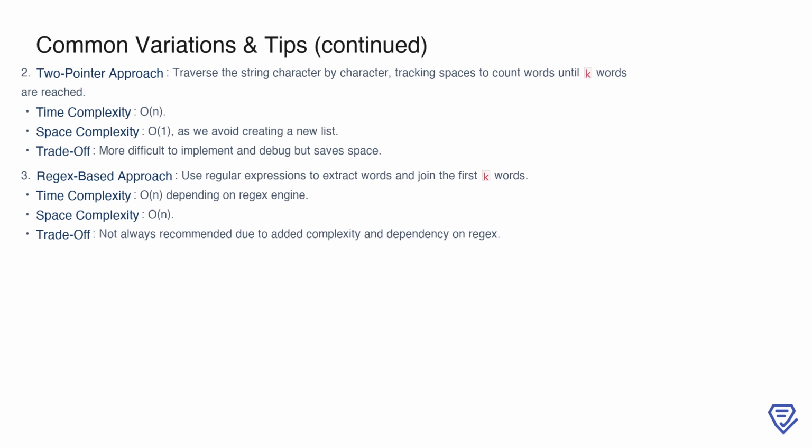An alternative is using a regex-based approach. Regular expressions can extract words from the string, allowing you to join the first k words. While the time complexity remains O(n), depending on the regex engine, and the space complexity is also O(n), this method introduces added complexity. Additionally, regex may not be the best choice in all cases due to its dependency on the regex library and the potential for more intricate debugging. Each of these approaches has trade-offs, so choosing the right one depends on the problem constraints and your familiarity with the techniques.